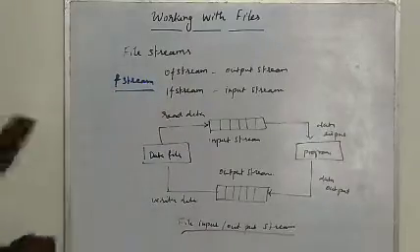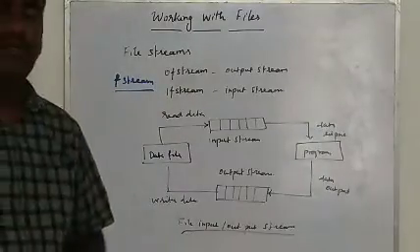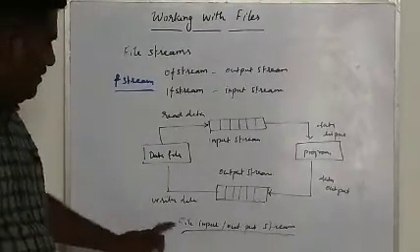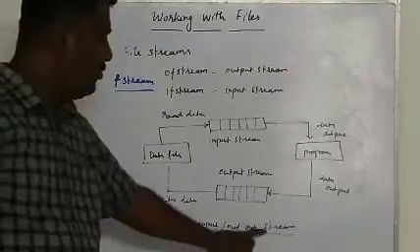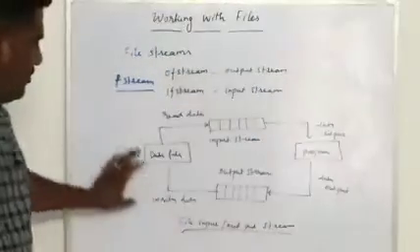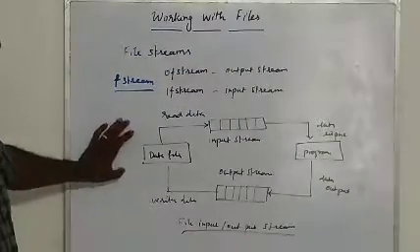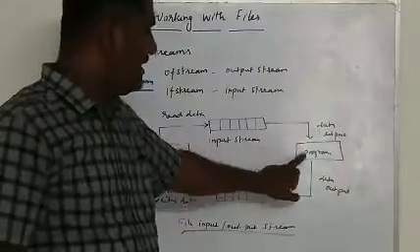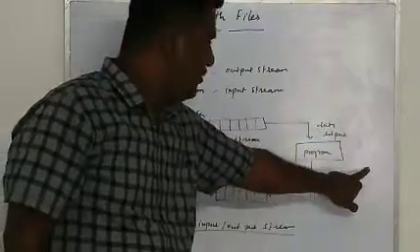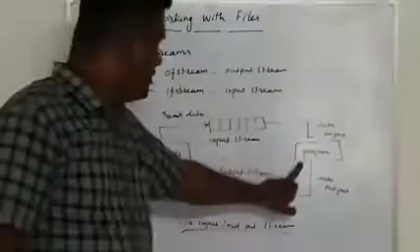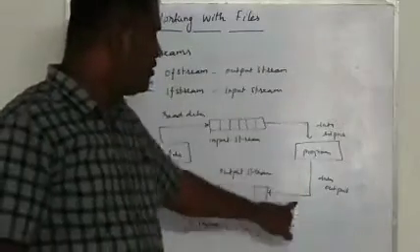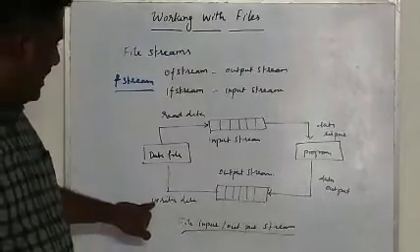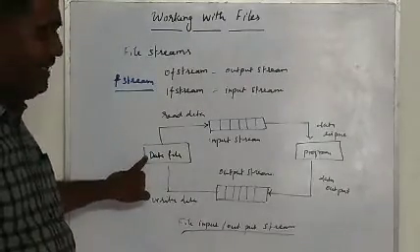So the FStream includes the OFStream and the IFStream. Next, this is called the file input output stream structure. Here the program is getting the data from the keyboard. The data is stored using the output stream. The output stream writes the data to the disk file.